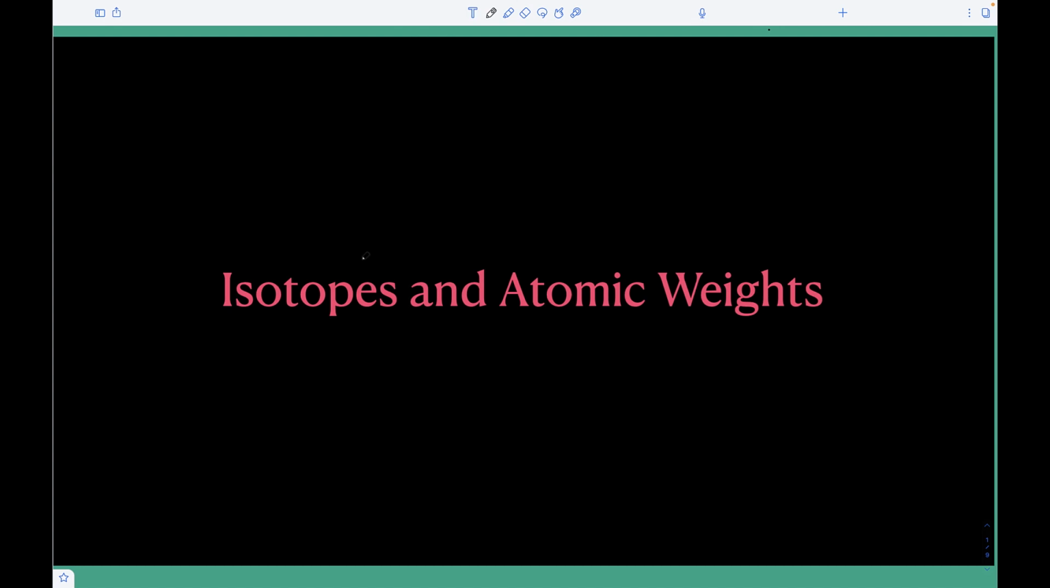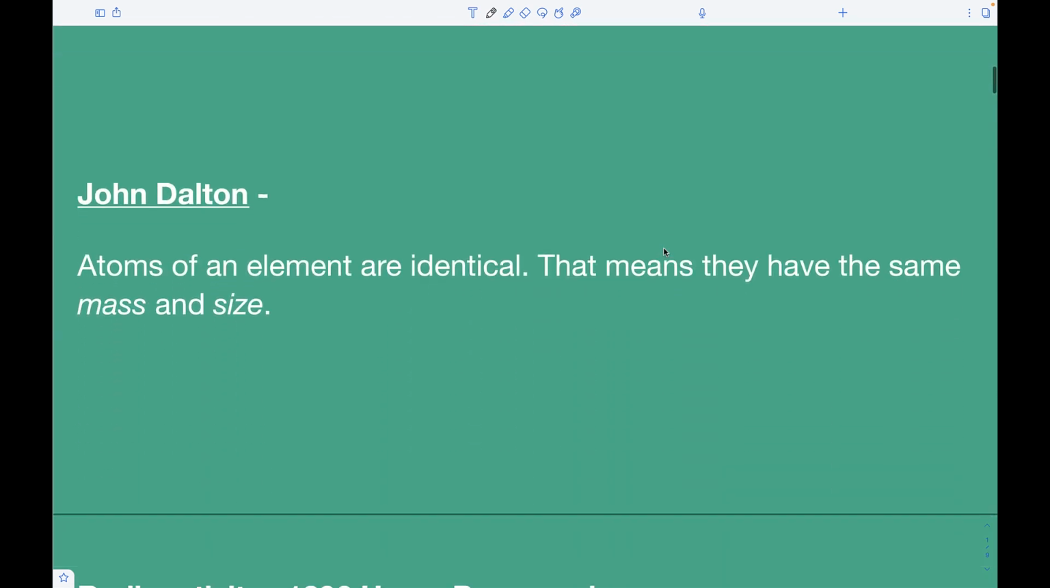Friends, in this video we shall try to understand what isotopes are and how their discovery changed the definition of atomic weight. In the year 1808, John Dalton proposed that atoms of a particular element are all identical to one another. That means all oxygen atoms are identical to one another, all chlorine atoms are identical to one another, all sodium atoms are identical to one another, and so on.